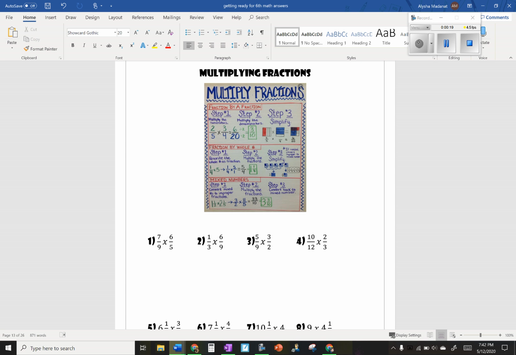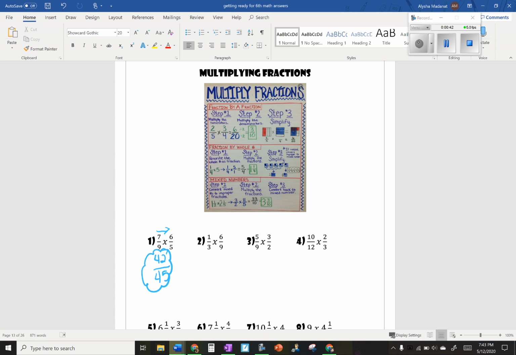If you're doing a fraction by a fraction, which is your proper by your proper, you're just going to multiply straight across. So 7/9 times 6/5 is going to be 7 times 6, which is 42, and then 9 times 5, which is 45. And that would be your answer. Now, normally you would simplify, but you can't because there's no common factor between 42 and 45.